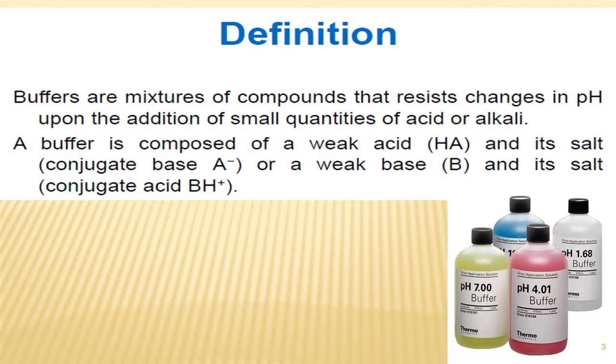Now we start with the definition. Buffers are a mixture of compounds that resist change in pH upon the addition of a small quantity of acid or base. That means we have a mixture of compounds, and when we add a small quantity of acid or base, there will be a small change in the pH. As you know, the buffer is composed of weak acid or weak base, and we start with the next page, how we write the equation of buffer for weak acid and base.